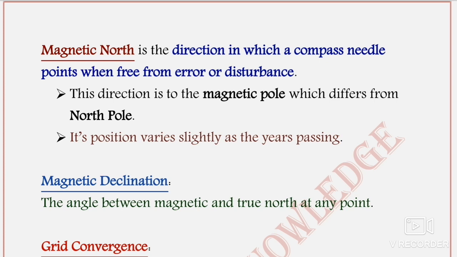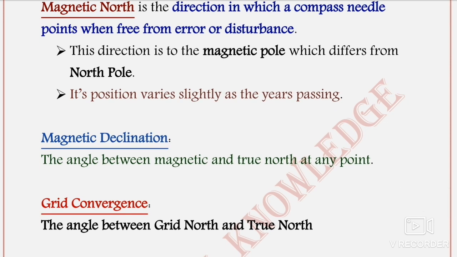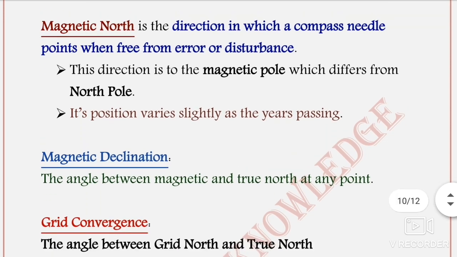be displayed from its position. There can be 1 to 2.5 degree or 5 degree error because of disturbance or instrumental error. Direction is to the magnetic pole, north and north pole.